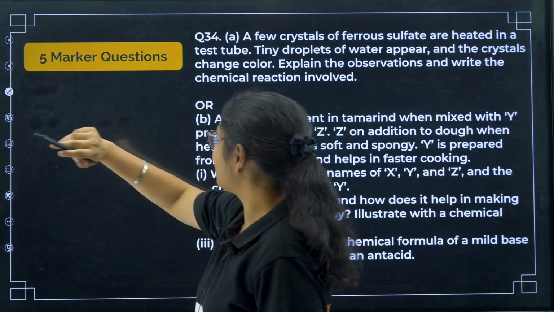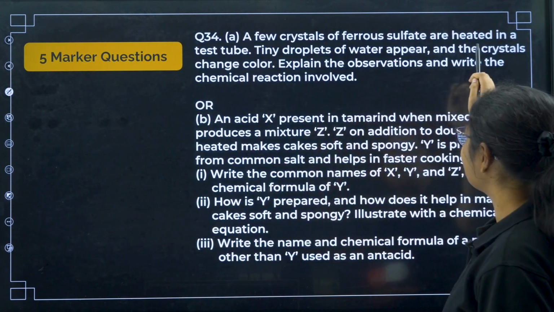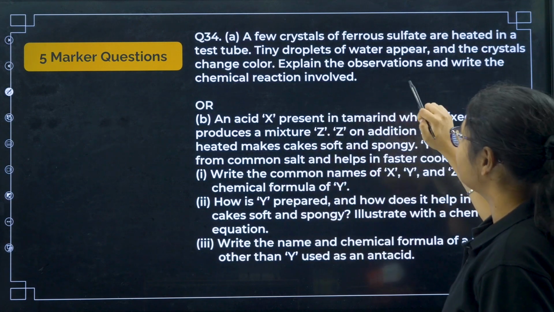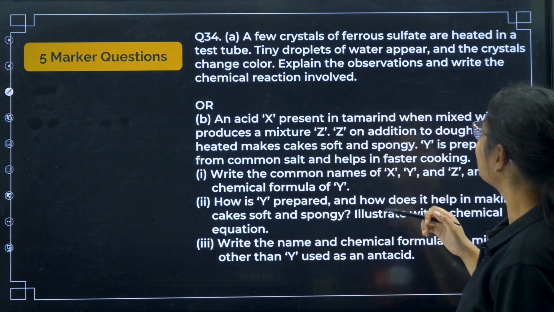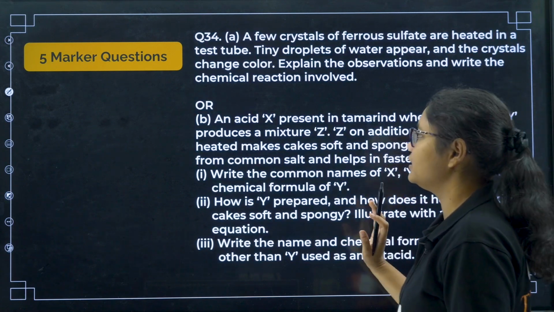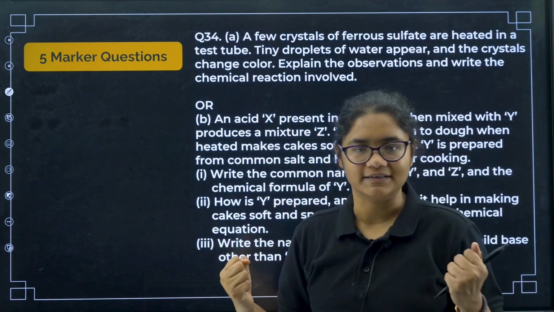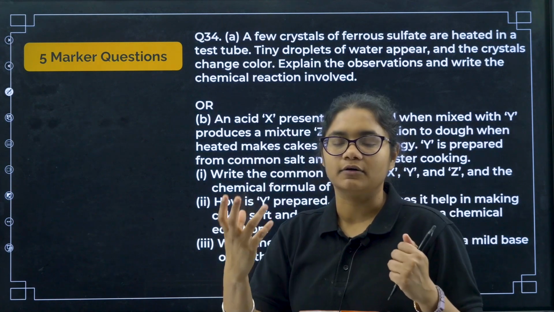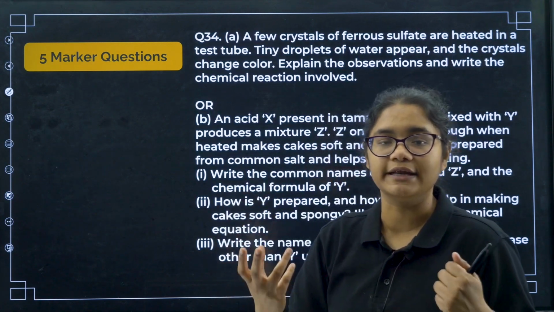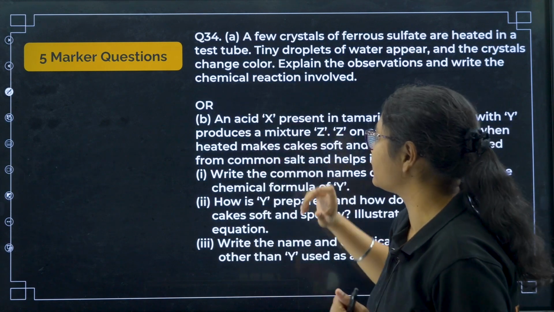Next we'll go to the 5-marker question. A few crystals of ferrous sulfate are heated in a test tube. Tiny droplets of water appear and the crystals change color. Explain the observation and write the chemical reaction involved. So this is your hydration concept, water of crystallization. When you heat it, the water molecules evaporate and they condense and we find droplets of water.